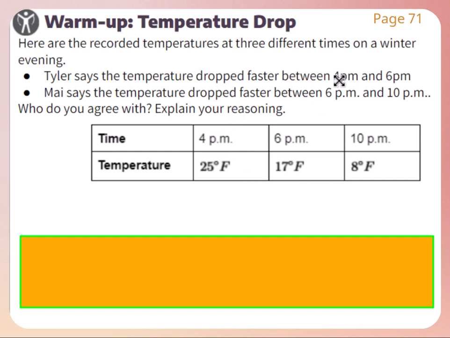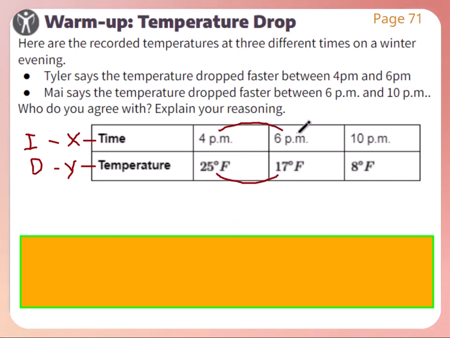All right, let's look at what happens between 4 and 6 p.m. Remember, this is your X, this is your input, and this is your Y, output. Time is always input. Y is always output. X is always your independent variable, and Y is always your dependent variable. Okay, so let's look at what happens between 4 and 6. How many hours between 4 and 6? And what is the temperature change between 25 and 17?